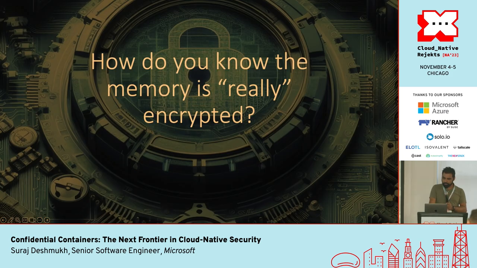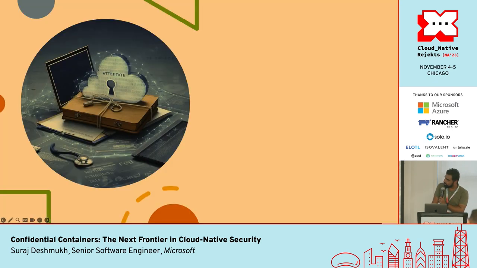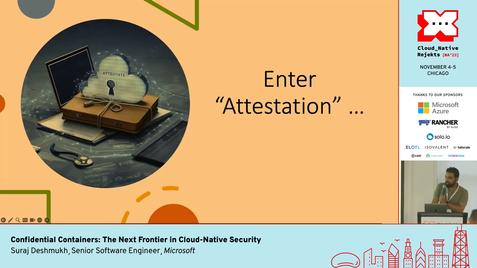So we saw that memory is encrypted, but how do you know it's really encrypted? The cloud provider could just be emulating whatever hypervisor calls. How do you really know that it's encrypted? If you own the underlying machine, you could do a memory dump and see that it's really working. But that's not the case with cloud providers. You just get a VM. So how do you really verify? That's where attestation comes in.